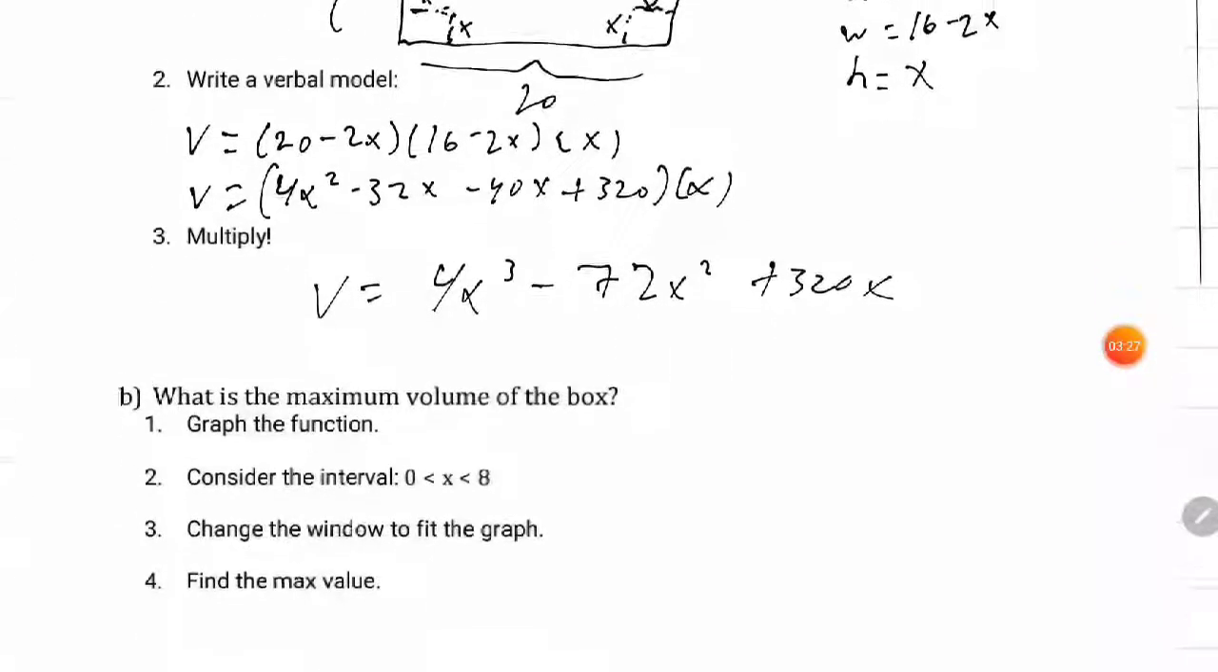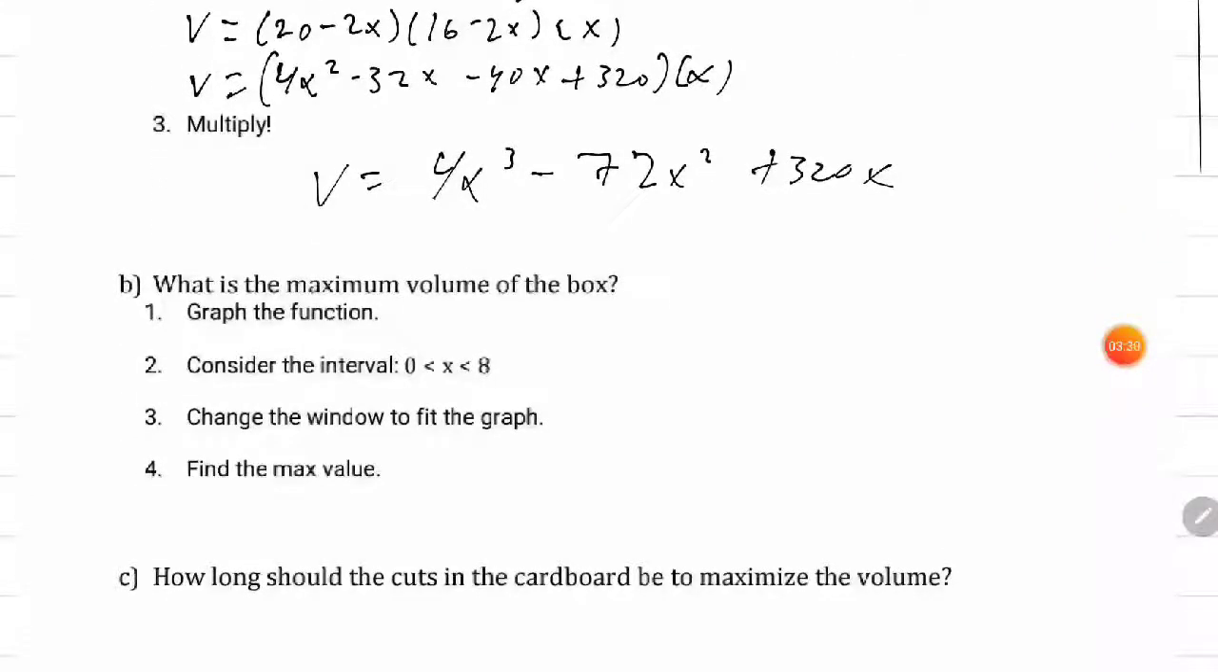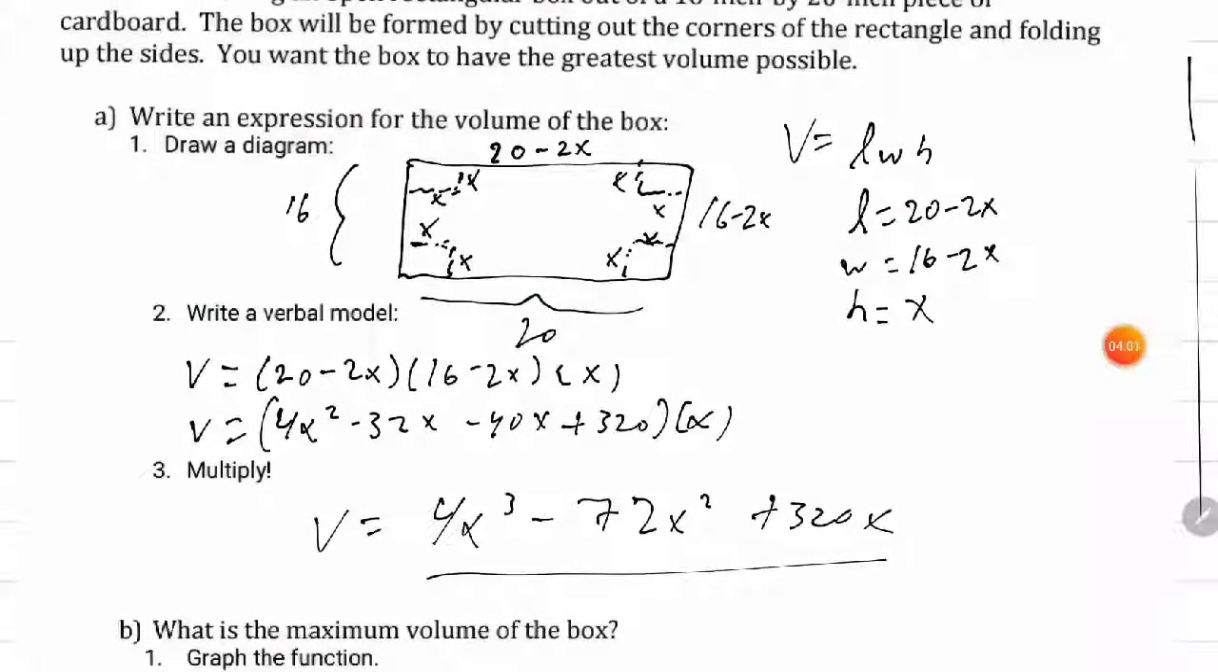Alright, let's keep going. What is the maximum volume of our box? So for the maximum volume, we have to graph the function. So we just change this here into y equals. Okay. So we want to consider the interval 0 to 8, just because if we have an x value less than 0, that doesn't make sense. We can't have a negative height.